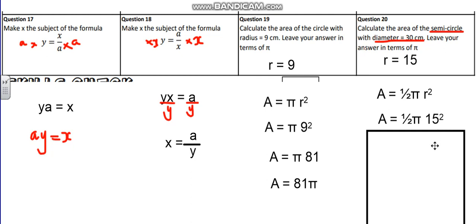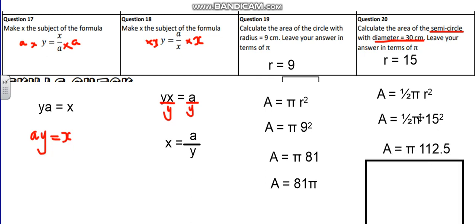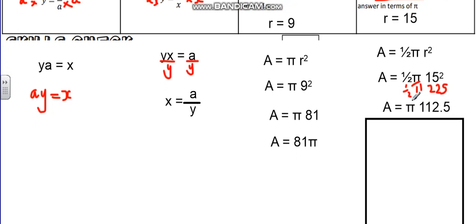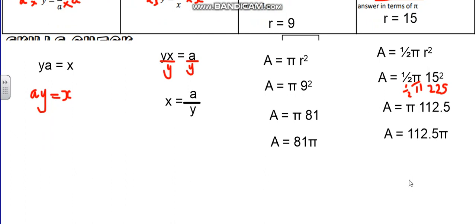15 squared is a square number that you're supposed to know, so learn it if you don't. It's 225. Okay, I'll skip that step. So 15 squared is 225. And then I've halved it, to give me 112.5. And then again, just to tidy it up, it would be 112.5 pi.